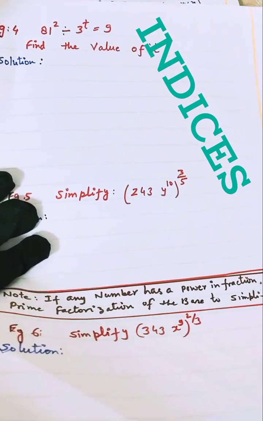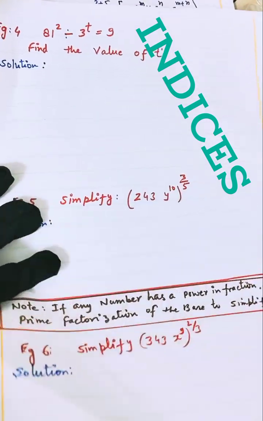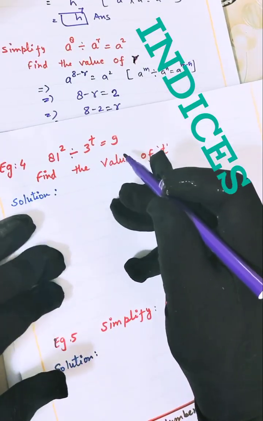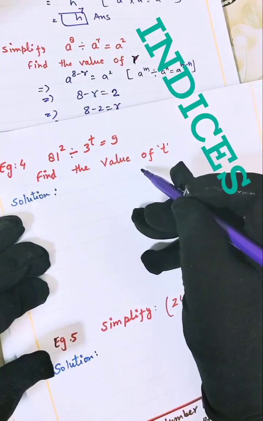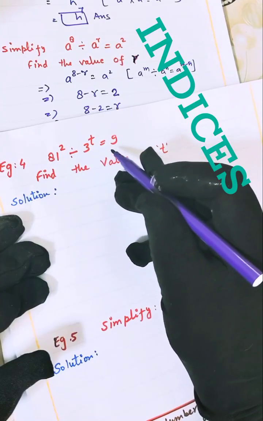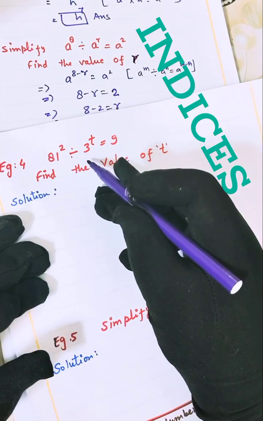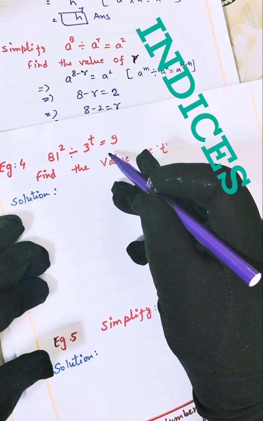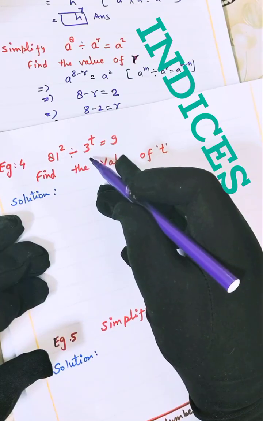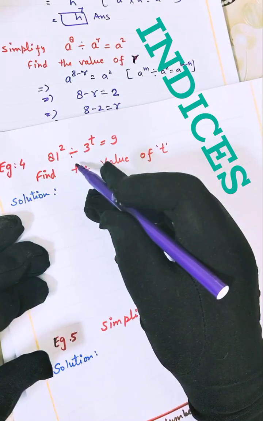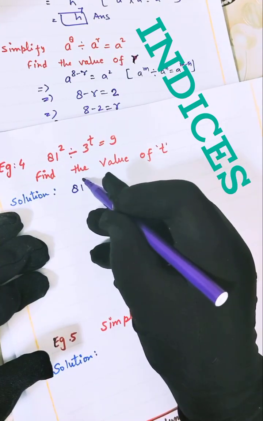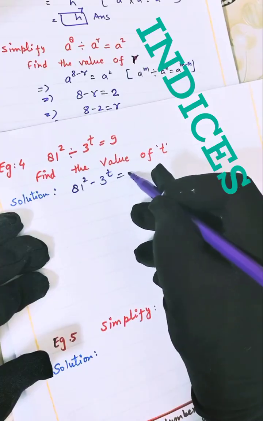This is question number 4: 81 to the power 2 divide 3 to the power t equal to 9. Find the value of t. It is an equation type of question. You see the left hand side and right hand side, but here the bases are not the same. So this is a rule: when bases are not the same, we will make them the same if possible by prime factorization.